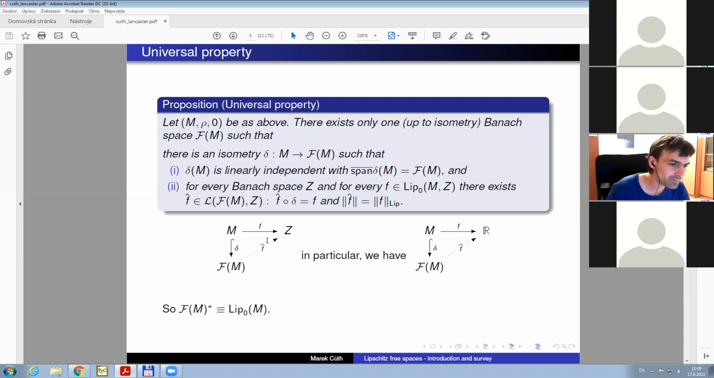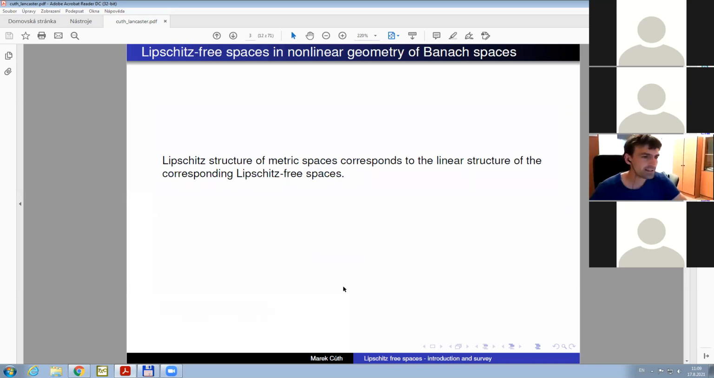So let me mention one more consequence of this universal property. And this is that the Lipschitz structure of metric spaces corresponds to the linear structure of the corresponding Lipschitz-free spaces. So let me elaborate on this comment.